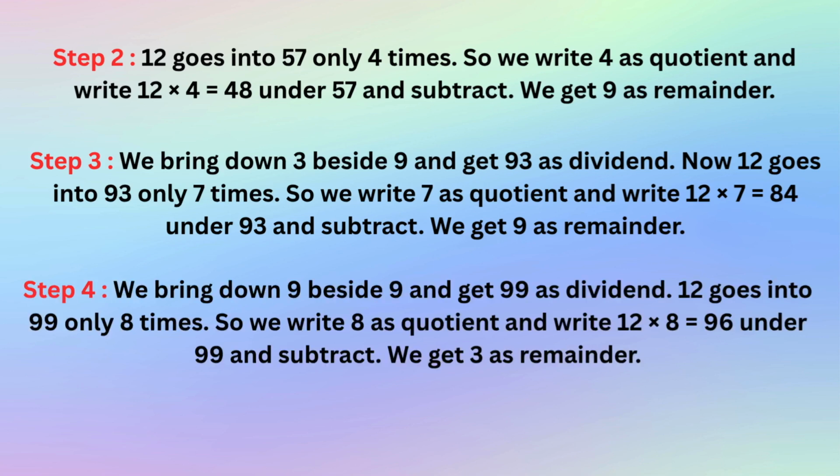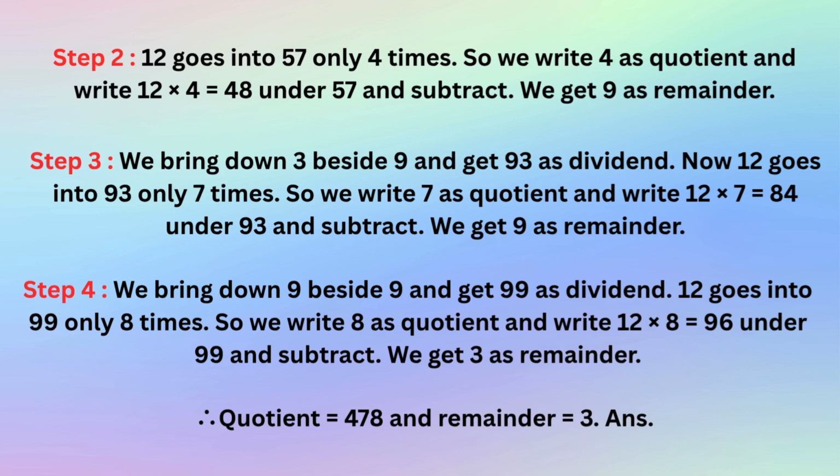Step 4. We bring down 9 beside 9 and get 99 as dividend. 12 goes into 99 only 8 times. So we write 8 as quotient and write 12 times 8 equals 96 under 99 and subtract. We get 3 as remainder. Quotient equals 478 and remainder equals 3.